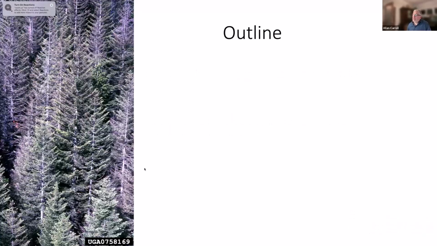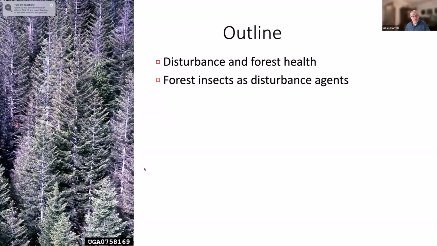So let's just talk about what we're hoping to achieve here. I do like to give an outline ahead of what we speak about so that we can sort of follow along. But I'm going to start by getting into this whole idea of disturbance and what it means from the point of view of forest health and what really is a healthy forest. I want to talk about what forest insects do as disturbance agents.